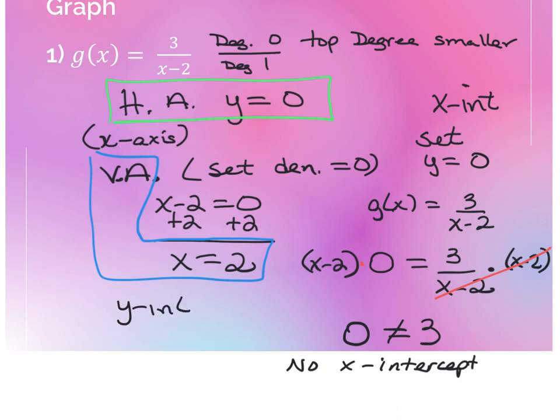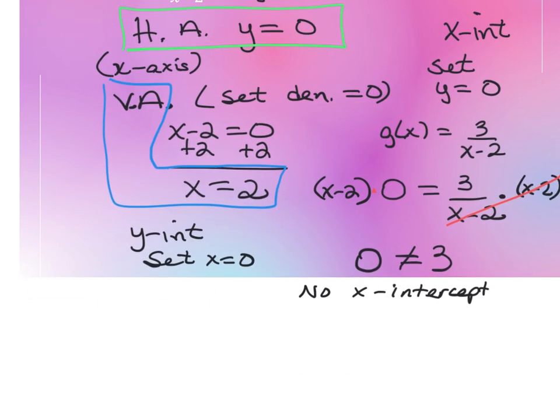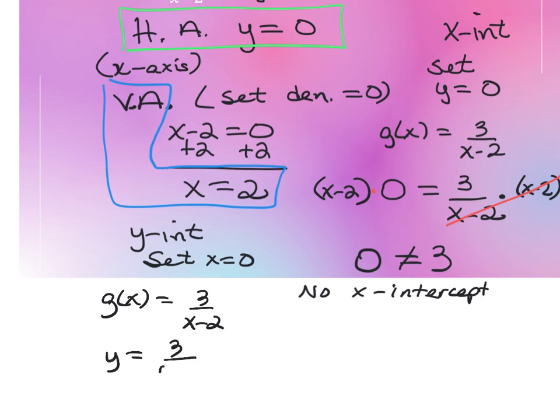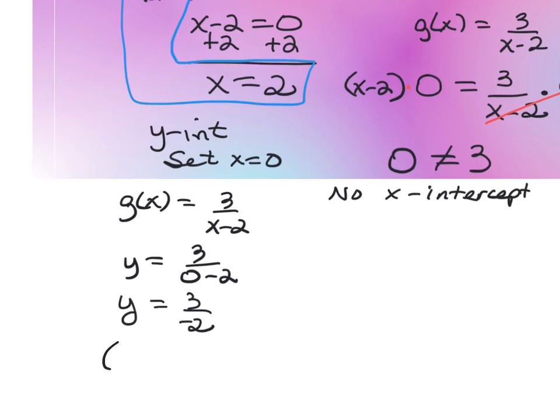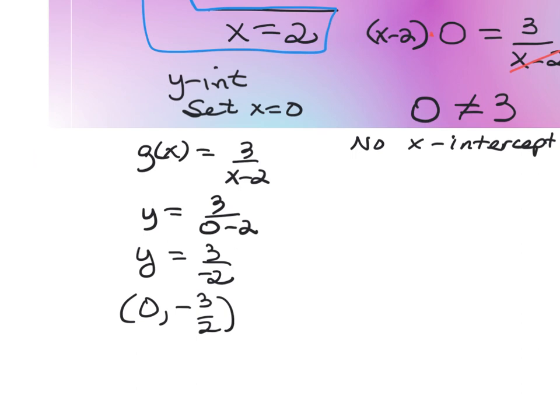For the y-intercepts, we're setting x equal to 0. So I take my function, g of x, 3 over x minus 2, and now I'm going to take out x and put in a 0. Solve what remains. So 0 minus 2 is negative 2. So my y-intercept is located at the ordered pair (0, -3/2). Now I'm graphing this, so I highly recommend you make this a decimal or a mixed number. So this is actually negative 1.5.